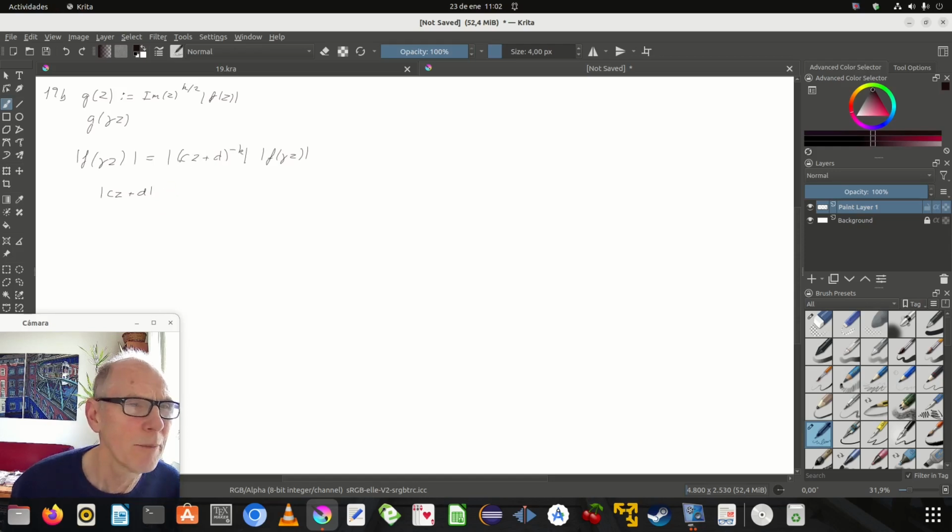Oh no, now let's see. Yeah, let's work on this. It's a little weird. Let's split it into the real and imaginary part. So we write z as x plus i y, where x and y are real.